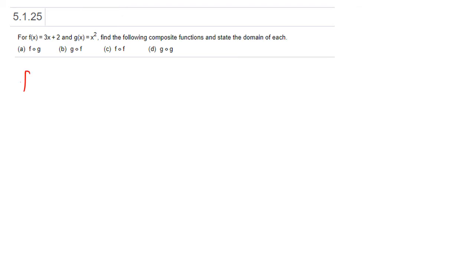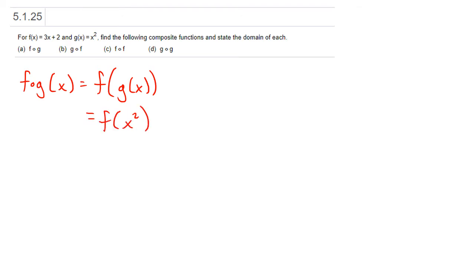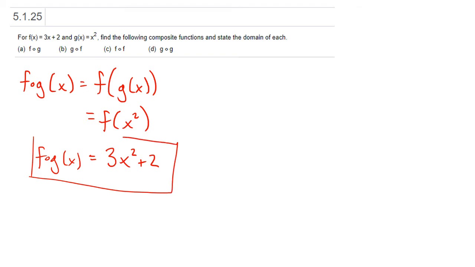So f of g of an arbitrary input x. Well, that's f of g of x. What was g of x? g of x was x squared. Now f of x says, okay, referring up above, f of the input is 3 times the input plus 2, regardless of what that input is. So if the input is x squared, f of x squared says 3 times the input plus 2. So here is the function f of g of x. It is 3x squared plus 2.